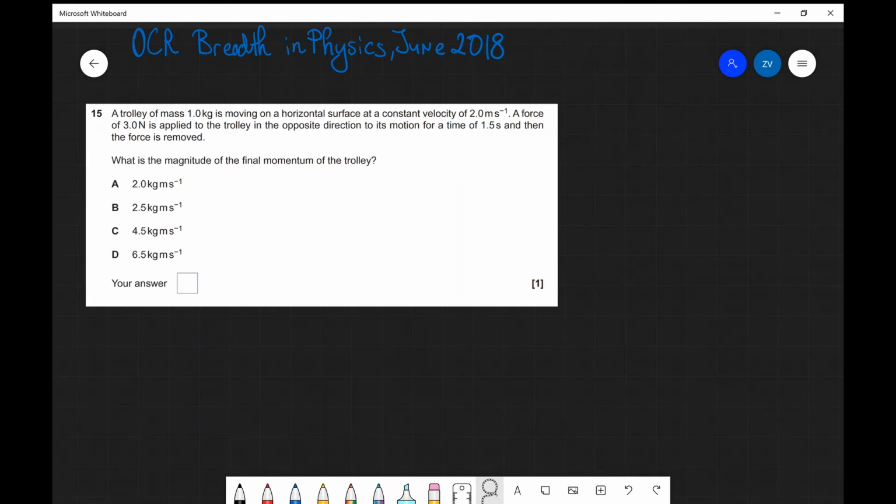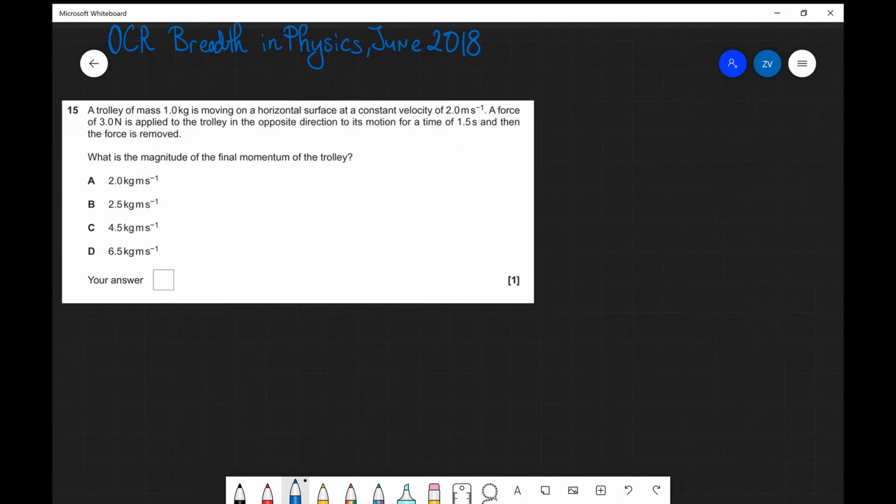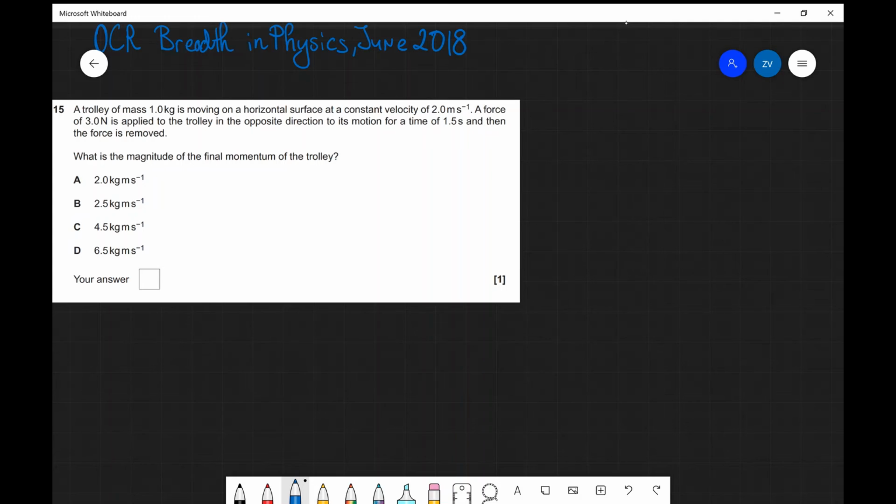Okay folks, question number 15. A trolley of mass 1 kilogram is moving on a horizontal surface at a constant velocity of 2 meters per second. A force of 3 newtons is applied to the trolley in the opposite direction to its motion for a time of 1.5 seconds. Then the force is removed. Okay, well, let's draw this. The first thing to do would be just to draw this trolley.